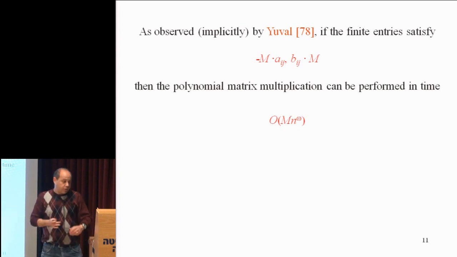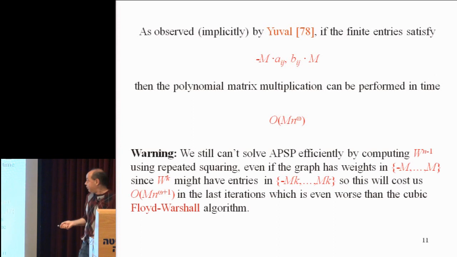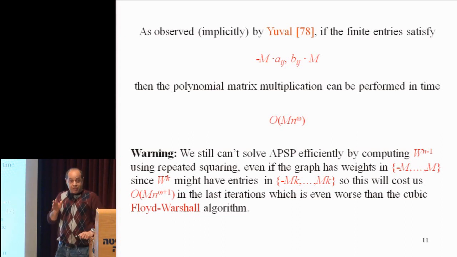But here is the catch. The catch is that we actually are not able to do it. Remember that we want to take our matrix of the graph and raise it to the power of n minus 1. So even if I started with a graph whose weights are between minus M and M, even if M is constant, minus 1, 0, and 1, once I reach the power W to the k, the entries in W to the k are no longer between minus M and M. They are between minus Mk and plus Mk. And k could be as large as theta n. So now to take W to the power of k and raise it by itself would cost us n to the omega times, at least times k, and k could be theta n. So this would be n to the omega plus 1.